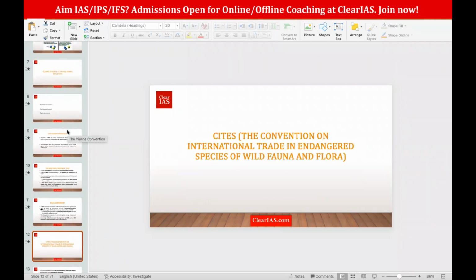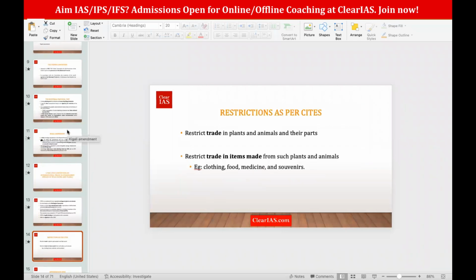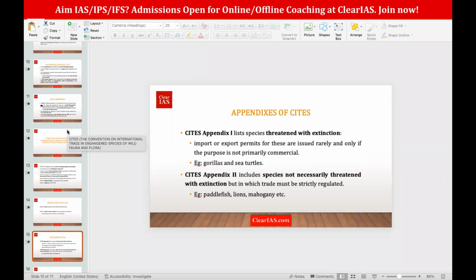Then we also saw the CITES agreement. You must remember it is also called the Washington Convention. It is a treaty which restricts the trade in threatened, endangered, and critically endangered species. It is legally binding. IUCN is the major organization behind CITES, and India is a signatory. Then there are 2 appendices. The first one is for species which are threatened with extinction, and the next one is for species which are not necessarily threatened with extinction but whose trade is restricted.